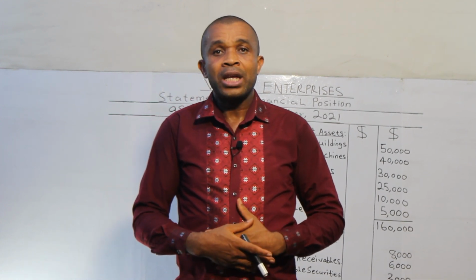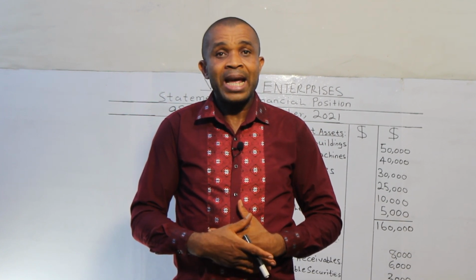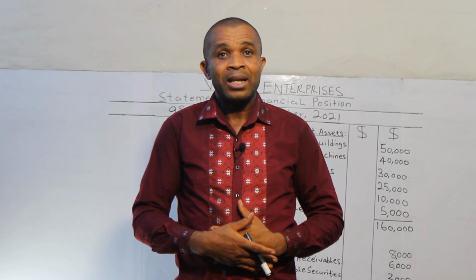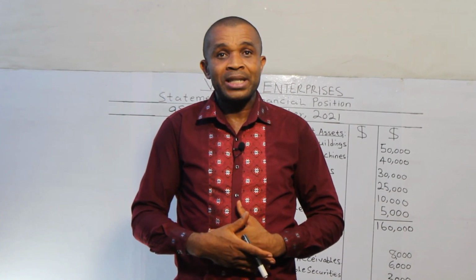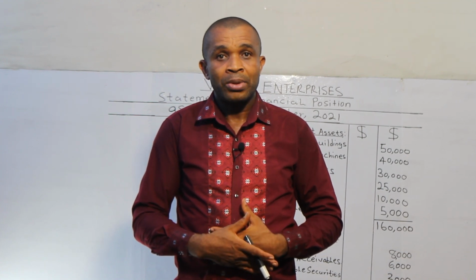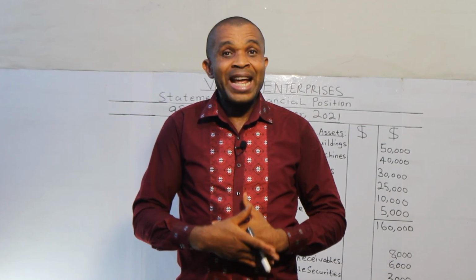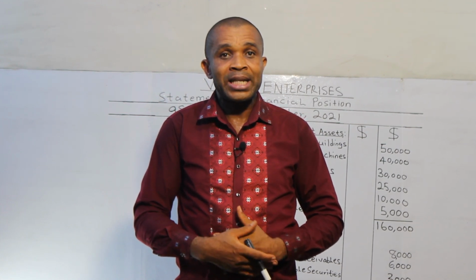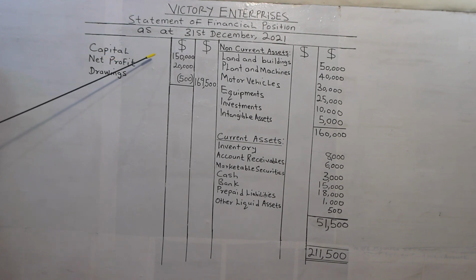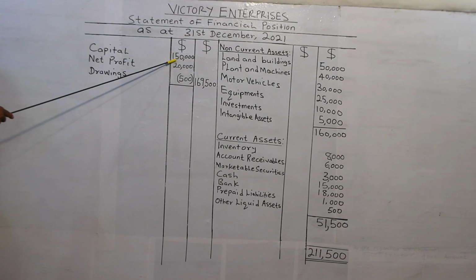At the end of the day, what we are getting is the net capital. Then, of course, we take other items like the non-current liabilities and the current liabilities into consideration. For now, let's see what makes up Victory Enterprises net capital. Discovering that the total capital introduced to start the business is $150,000.